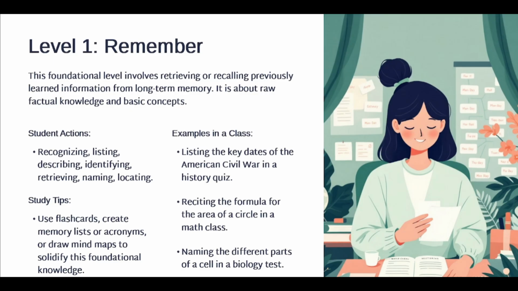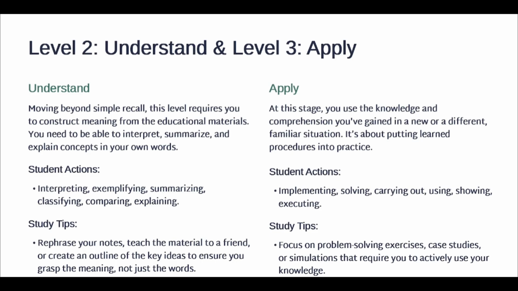2. Understand. Moving beyond simple recall, this level requires you to construct meaning from the educational materials. You need to be able to interpret, summarize, and explain concepts in your own words. Student actions include interpreting, exemplifying, summarizing, classifying, comparing, explaining. Examples in a class include summarizing a chapter from a textbook in a paragraph, explaining the main causes of a historical event, or describing a scientific process, such as photosynthesis.